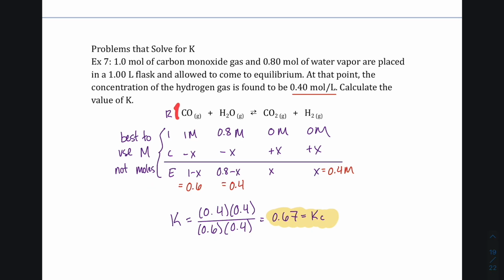We know that these are all related with a 1, which means that the amount of CO and H2O that is used is going to be equal to the amount of CO2 and H2 that is produced. That means at equilibrium, our concentrations are going to be 1 minus X, 0.8 minus X, and X. We are then told that the concentration of hydrogen gas is 0.4 moles per liter, which means X is equal to 0.4. 1 minus 0.4 gives me 0.6, and 0.8 minus 0.4 gives me 0.4. So I'm now going to plug in all of my equilibrium concentrations and then solve for K.